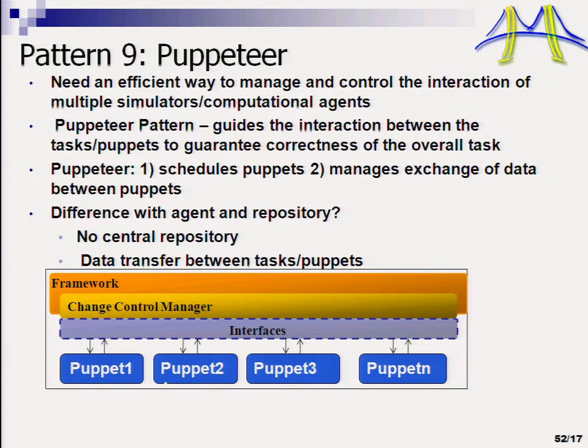Now, what's the difference between this and agent and repository? The puppets have their own data universes. There's no central repository here. As a matter of fact, we're choosing this architecture because we can't afford to keep taking all the data out of the puppet, restructuring it, putting it in a form that Puppet 2 understands, then Puppet 2 reports back, putting it in a form that Puppet 1 understands. That'll all be too time intensive. We're hoping that these puppets are naturally structured so that they have to share modest amounts of data, but they do need to be scheduled and they do need some data exchange.